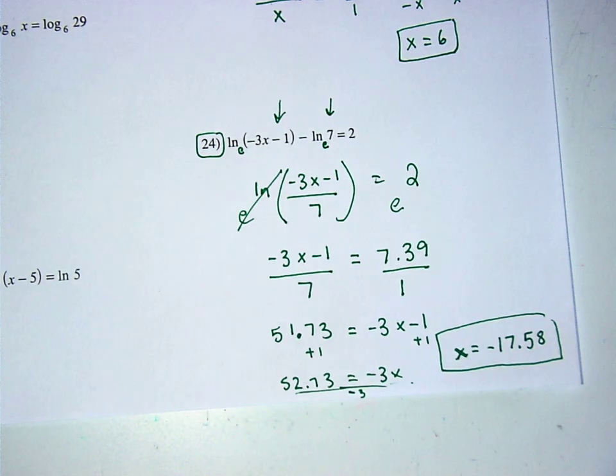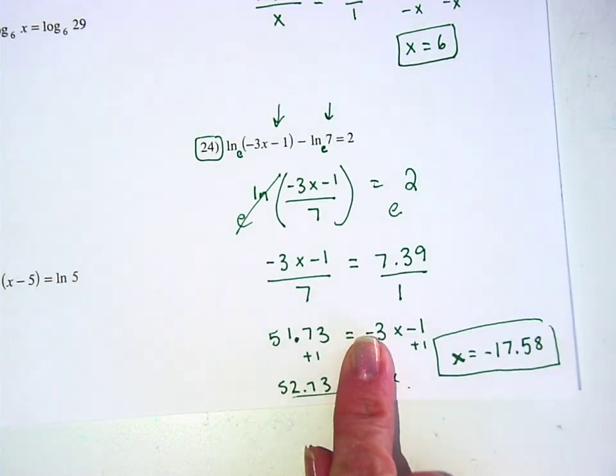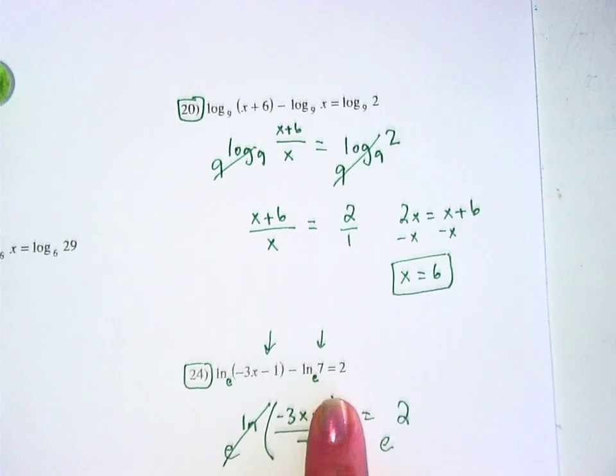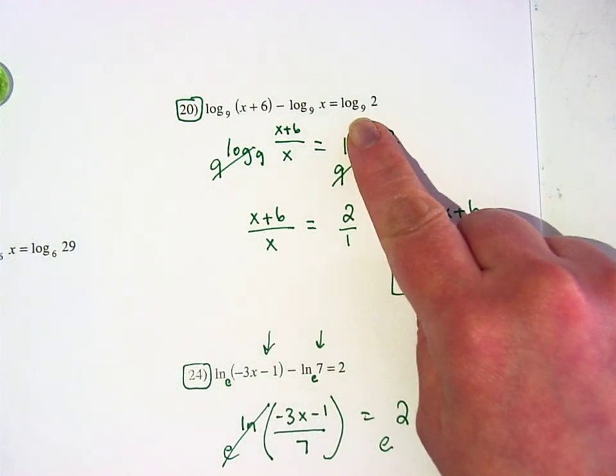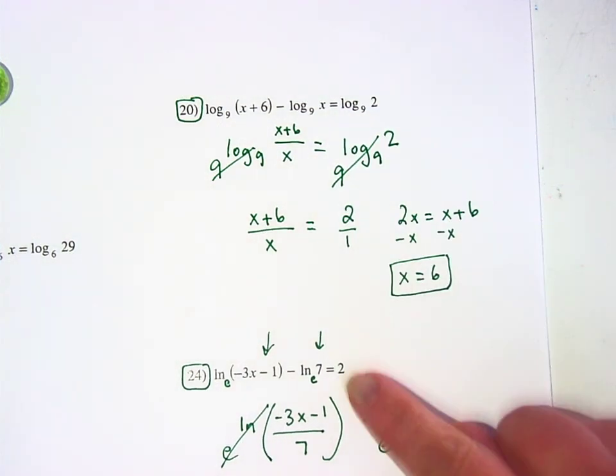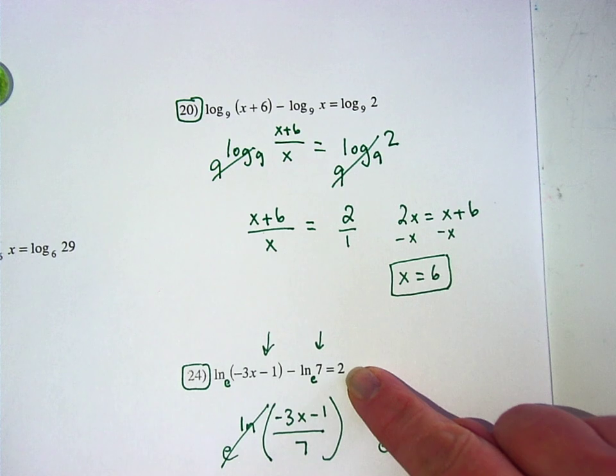How about you two, Caden? Same thing. E squared, you guys didn't do e squared? Yeah, we just like canceled it out. Oh, okay. So let's talk about the difference then. What's the difference between this side and that one? See how this one also has a log 9 on this side too? And this one doesn't have that natural log on that side.